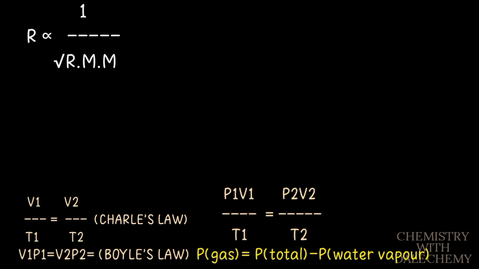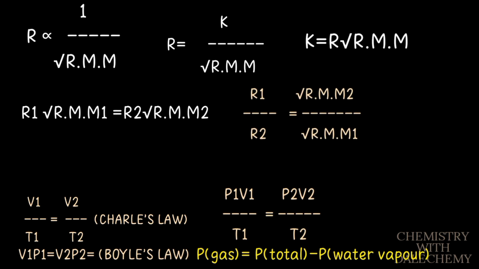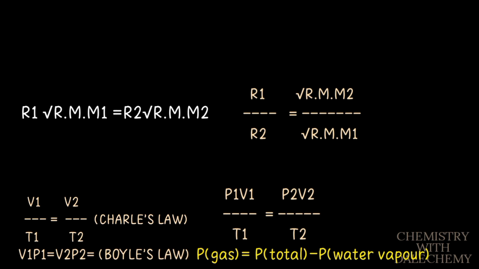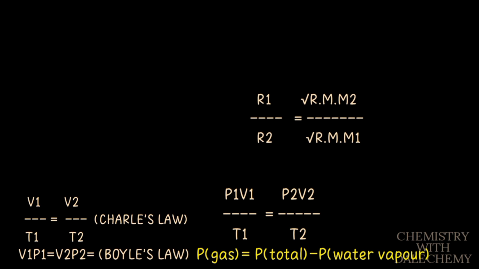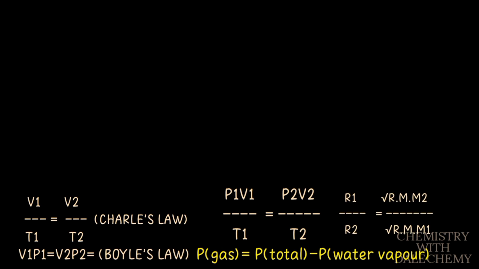So R is inversely proportional to the square root of relative molecular mass. R is equal to K over the square root of relative molecular mass, then K is equal to R times the square root of relative molecular mass. So from here, if you rearrange, you get R1 over R2 is equal to the square root of the relative molecular mass of the second gas divided by the square root of the relative molecular mass of the first gas. So that's the fifth equation here now. So just try and note that one as well. So before we start solving the past questions, note it very well, because I'm going to remove it from the screen right now and display the questions.